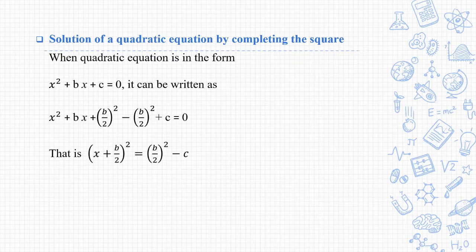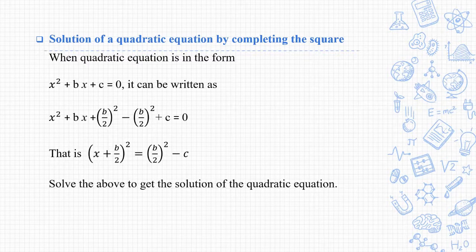Then we just rearrange this and we write x plus b upon 2 the whole square equal to, we'll take the minus b upon 2 the whole square and plus c on the other side. So the minus will become plus, we get plus b upon 2 the whole square, and the plus c when you take on the other side will become minus c. Now we just solve the above to get the solution of the quadratic equation.